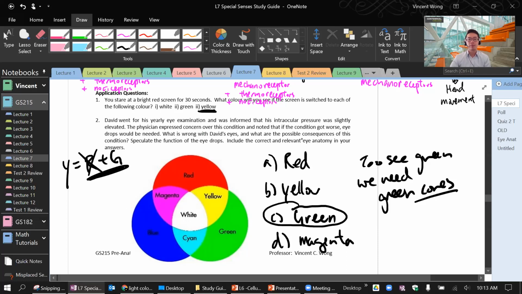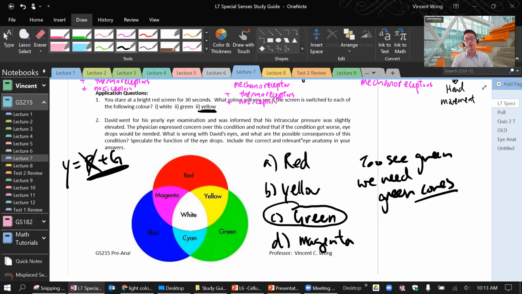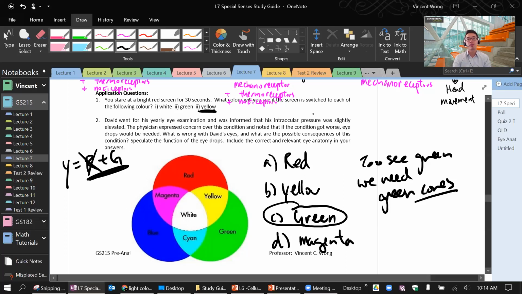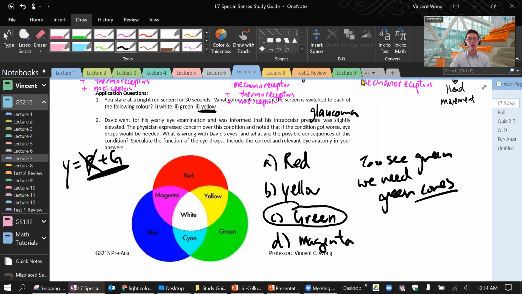We talked about this already, right? If the eye pressure keeps on going higher and higher, if the vitreous humor is putting too much pressure on the optic nerve, that could damage the optic nerve over time, and that could lead to glaucoma, right? So if you give him eye drops, the function of the eye drops would be aimed at relieving the pressure of the eye. You cannot reverse it, but you can slow the progression. Okay, there's no cure for glaucoma as of yet, but you can slow the progression of the condition.